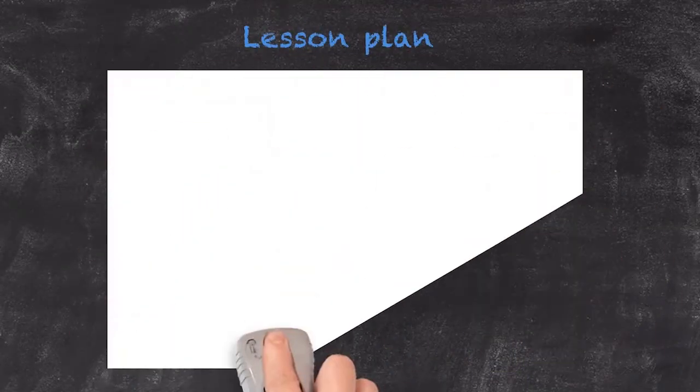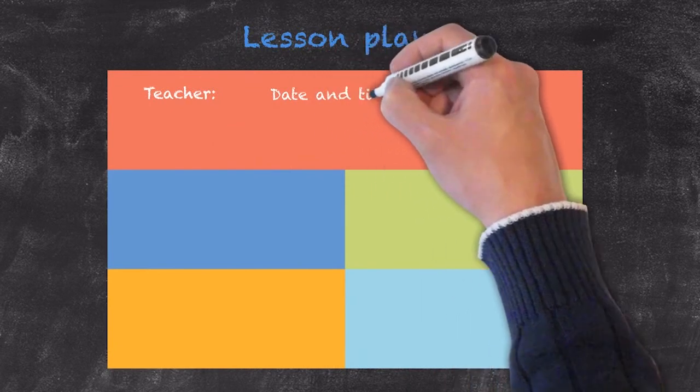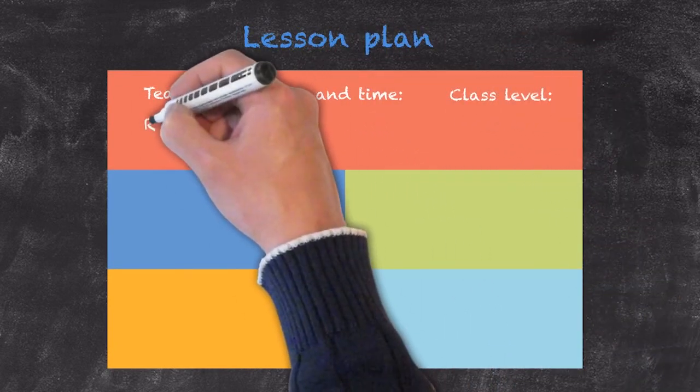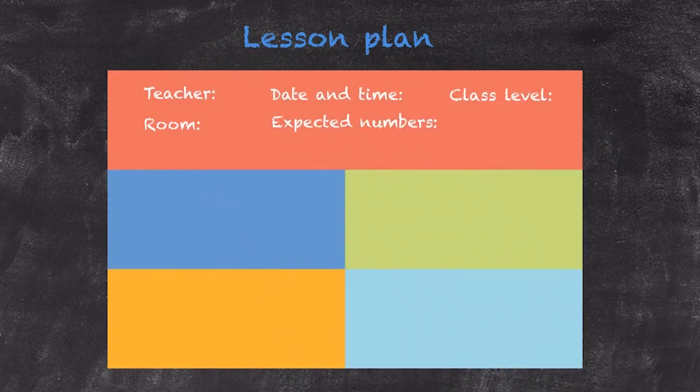So the document itself needs to contain some general information about the class. For example, the name of the teacher, the date and time of the lesson, what level of class is being taught and in what room, how many students are we expecting. This is important when we've got things like photocopying and materials to do. What is the context of the lesson? In other words, what is the lesson actually about? What vocabulary or grammar point is this lesson covering? And sometimes it's also useful to write out what the focus of the lesson is.